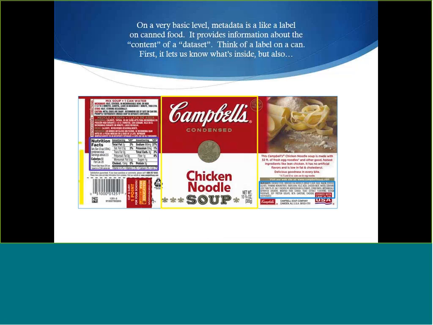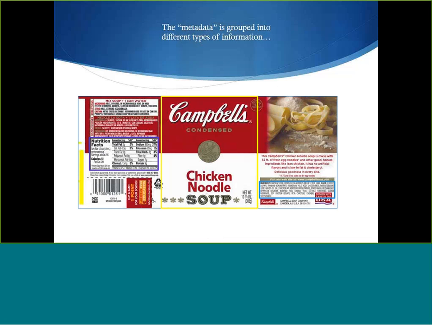Here's the metadata for a can of food. Metadata tends to be grouped into different categories. For example, as you see in the middle part, here's the name of the food. It's chicken noodle soup. You can see the manufacturer of the food, which is samples. You can see some additional basic information like how much does it weigh, how many ounces.